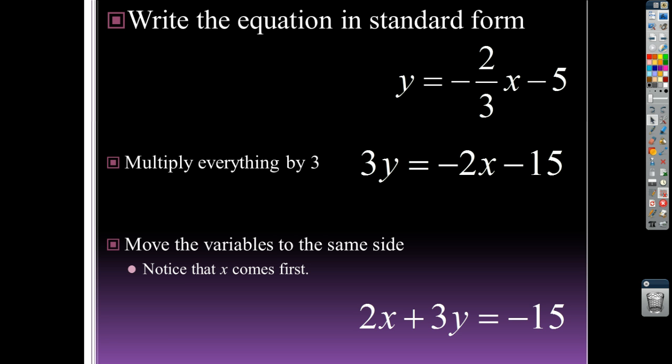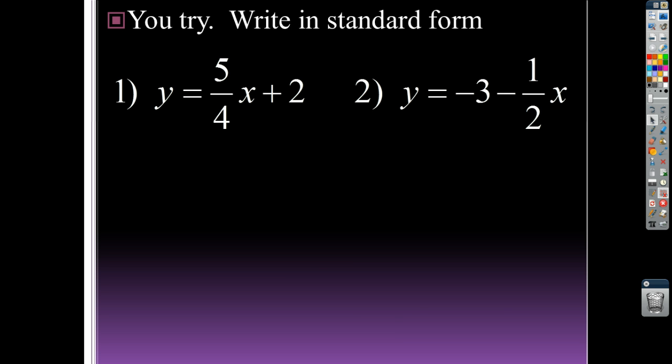A, right? 2, that's the A. A is positive. I have all integers, and the x and y are on the same side. Okay. All right, so you try these. Go ahead, take number 1 and number 2, and you write them into standard form. Go ahead.